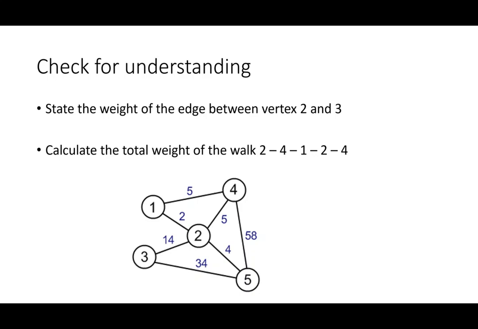Okay, so guys, what's the weight of the edge between vertex 2 and 3? Yeah, 14. And can you calculate the total weight of the walk 2 to 4 to 1 to 2 to 4? So probably do that one in your book. Just calculate the total weight of the walk 2 to 4 to 1 to 2 to 4.